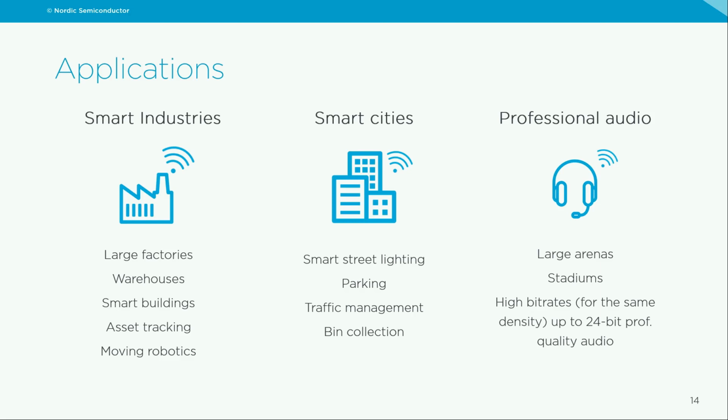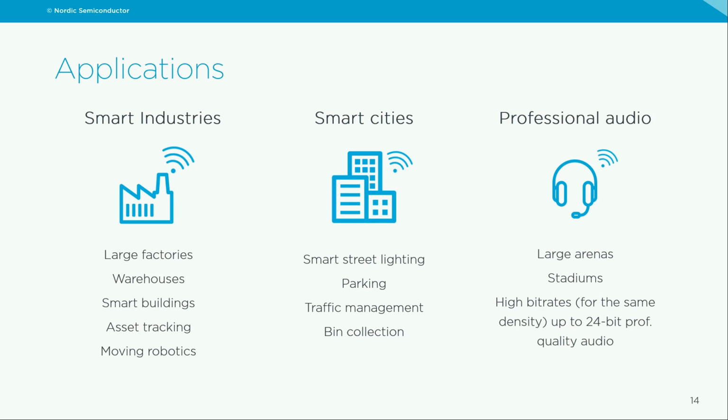So the initial applications that we envision where DECT NR Plus is suitable, we see that it's very suitable for typical smart industries, smart cities, and also professional audio. So in smart industries, you can have large factories, warehouses, smart buildings, asset tracking, and moving robots. So basically areas where we have several hundreds of thousands of devices connected in the same network. For smart cities, it's the same thing because of the highly scalable features of the technology.